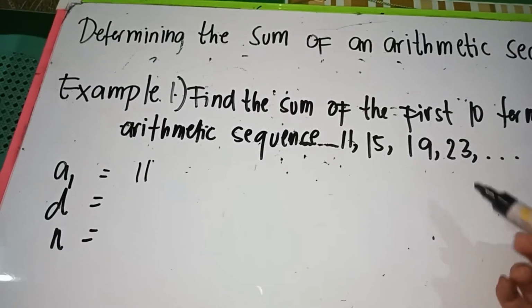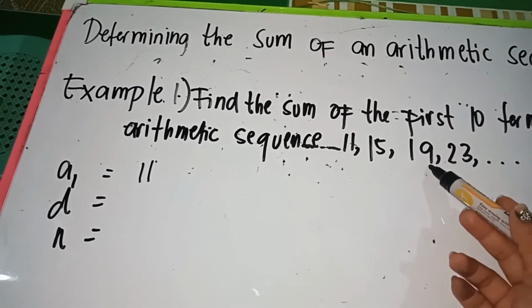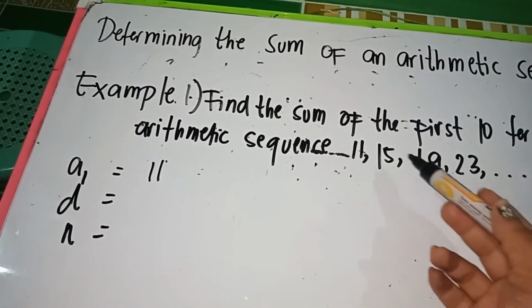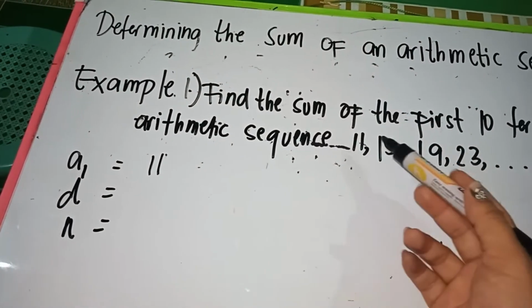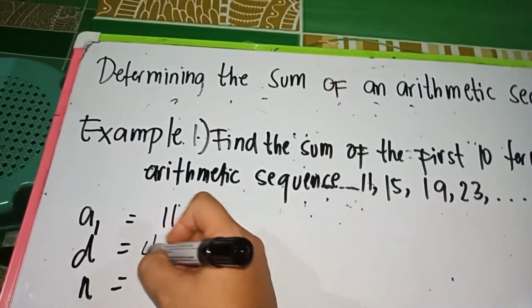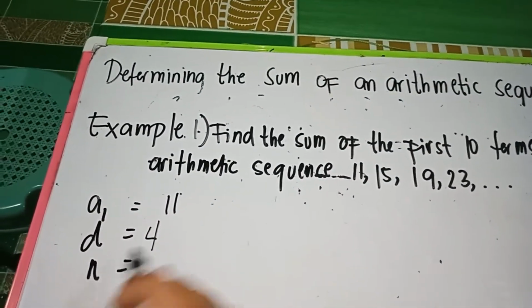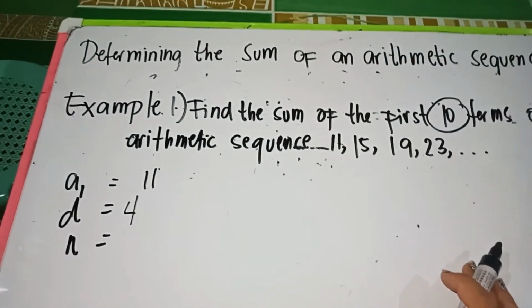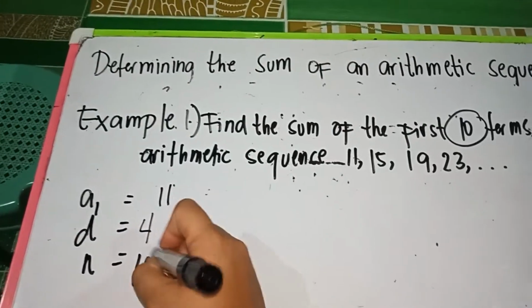Common difference, 23 minus 19, the answer is 4. 19 minus 15 is 4. 15 minus 11 is equal to 4. So, therefore, the common difference is equal to 4. And then, yung n natin, sabi dito, pang 10 terms. So, therefore, the value of n is equal to 10.